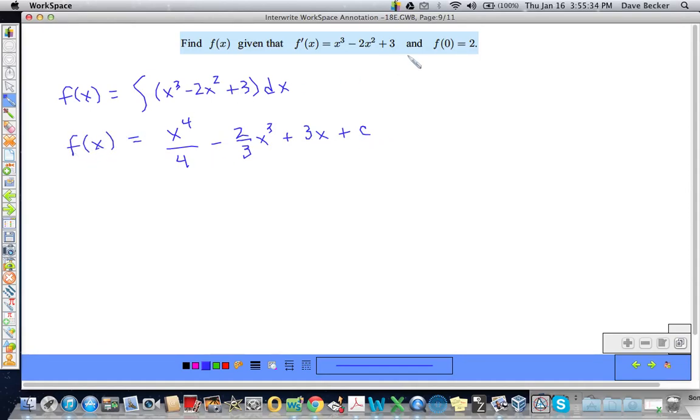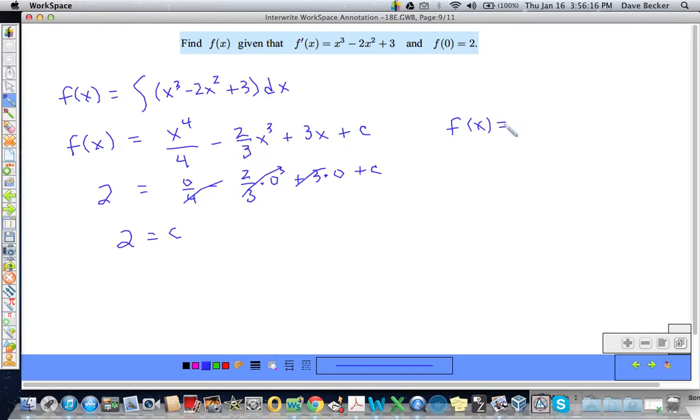But we know that f of 0 is equal to 2. So that makes life very, very simple. We can find c, yes? So we know that when x is 0, f of x is 2. So I'm going to say 2 equals 0 over 4 minus 2/3 times 0 cubed plus, I can't believe I'm writing this out, 3 times 0 plus c. Well, all of these go away, 0, 0, 0, and I get c equal to 2, which means that f of x is simply equal to x to the 4th over 4.